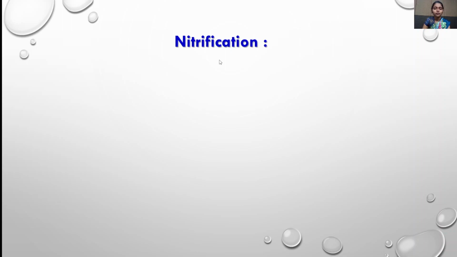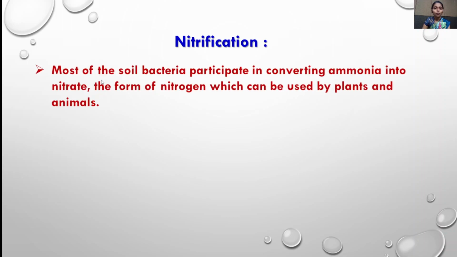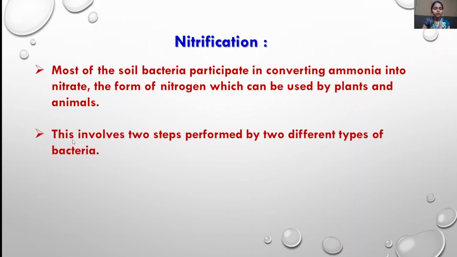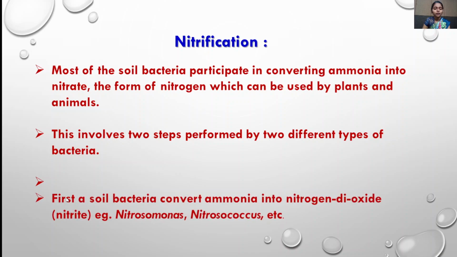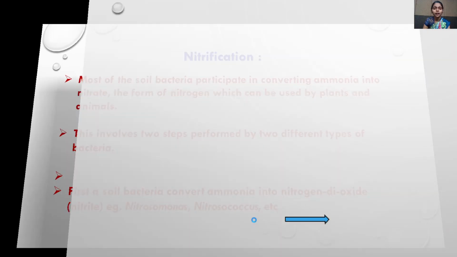Nitrification. Most of the soil bacteria participate in converting ammonia into nitrate, the form of nitrogen which can be used by plants and animals. This involves two steps performed by two different types of bacteria. First, soil bacteria convert ammonia into nitrite, for example Nitrosomonas and Nitrococcus, etc.